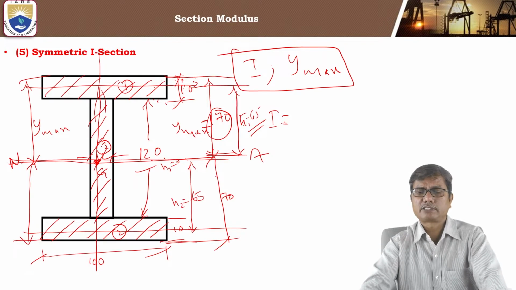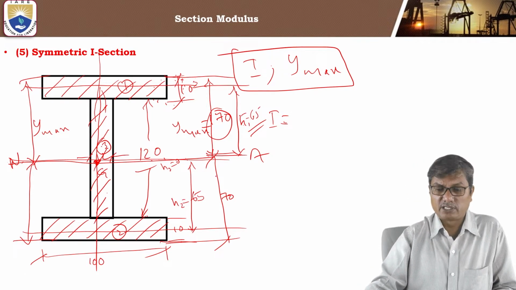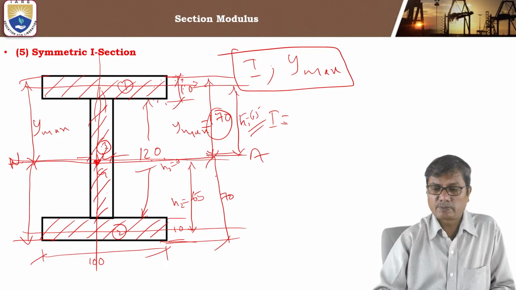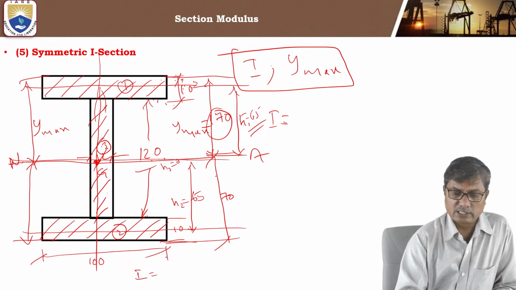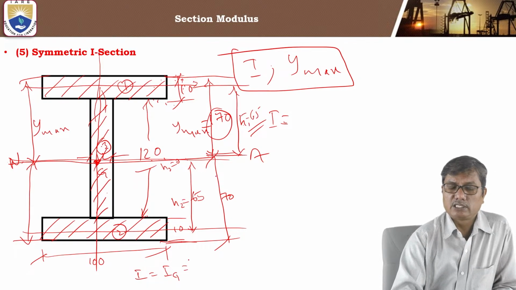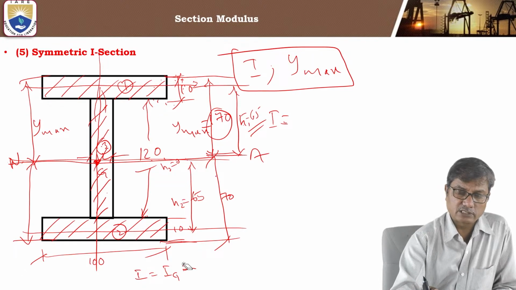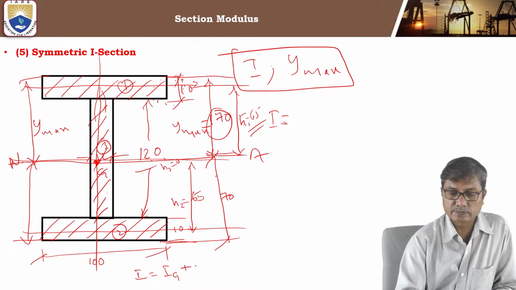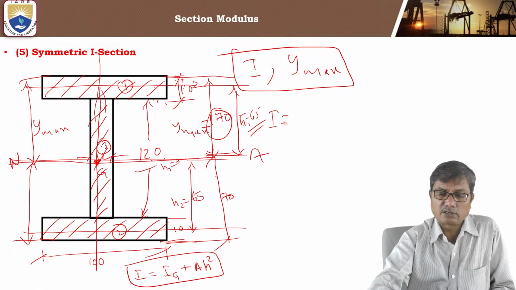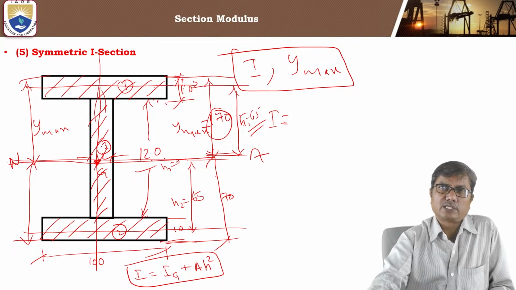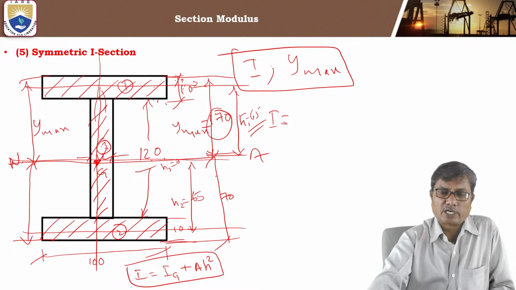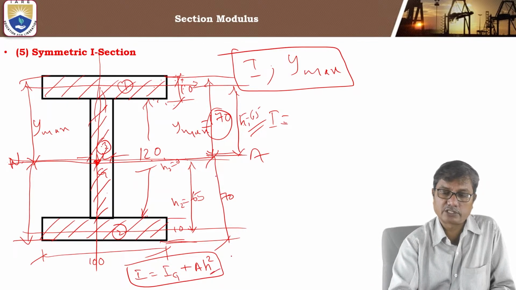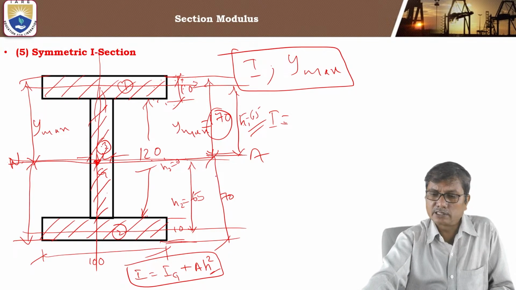Now we apply the parallel axis theorem to find the moment of inertia of this I section. What is the parallel axis theorem? Moment of inertia about any axis, for any given section, is moment of inertia about centroidal axis plus A H square. That gives the moment of inertia of the area about any axis which is parallel to the centroidal axis and is at a distance of h. This is called the parallel axis theorem.